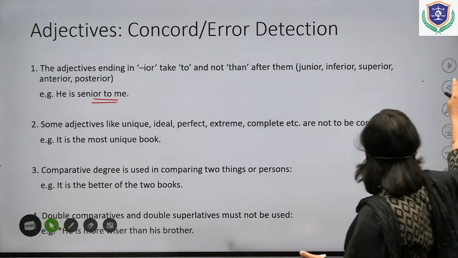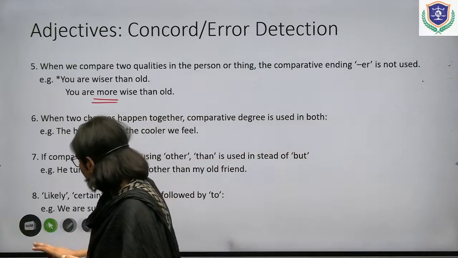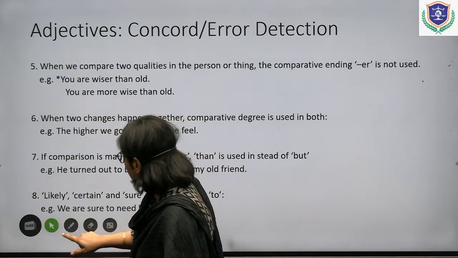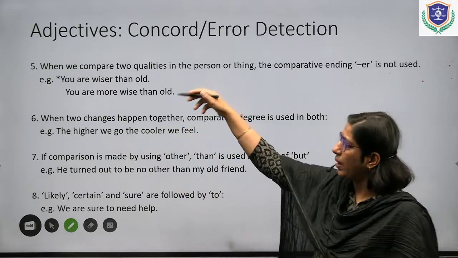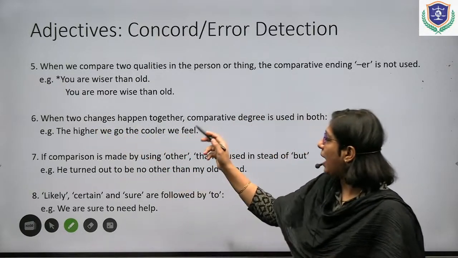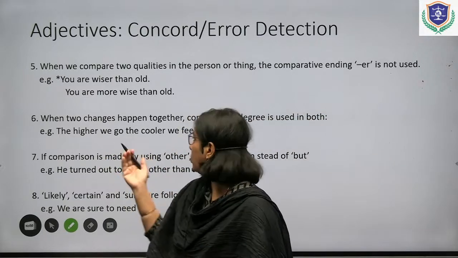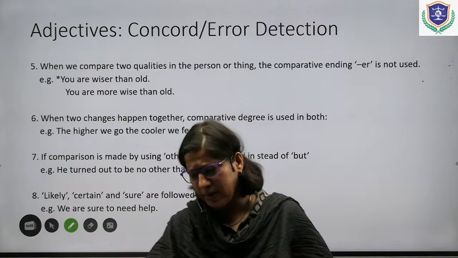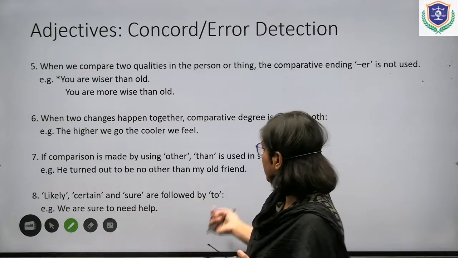Okay, so here are a few things. Have a look at this. Something like this actually may come. Here we are dealing with adjectives and the mistakes which we make. When two changes happen together, comparative degree is used. Like the higher we go, the cooler we feel. The richer one gets, the more humble one becomes.